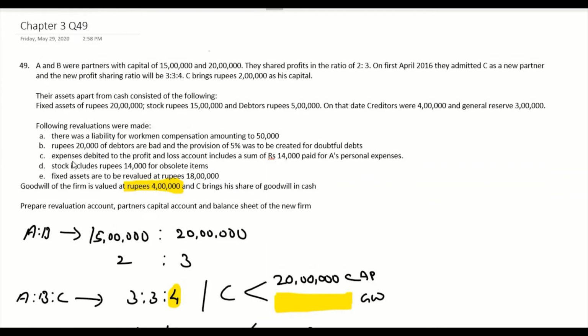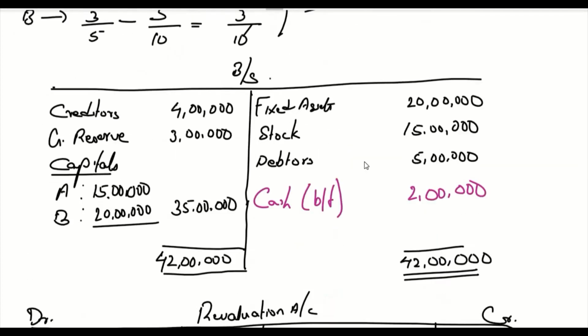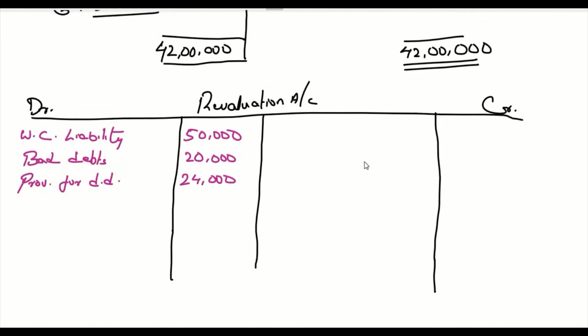Okay, next adjustment. Expenses debited to profit and loss account includes a sum of rupees 14,000 paid for A's personal expenses. Okay, this is going to increase the profit of the firm because it has to be debited to A's capital. So A's capital 14,000.